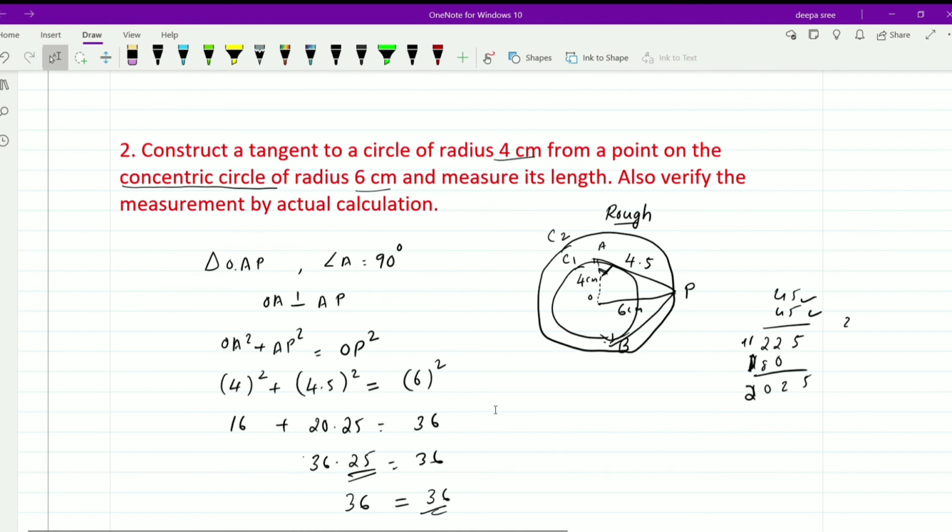So I think you might have got the method of how to construct a tangent from the concentric circle, from circle C2 to circle C1.